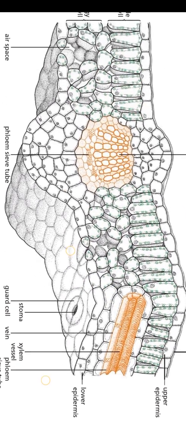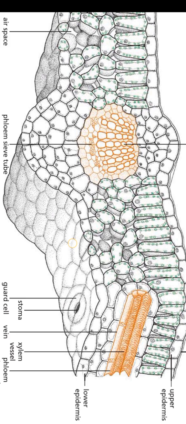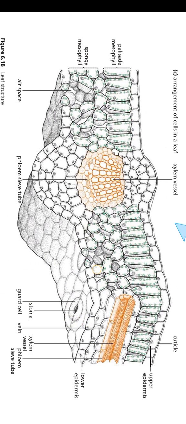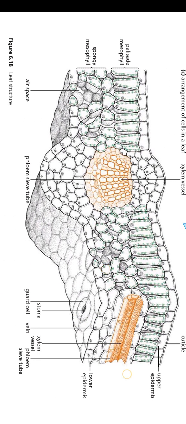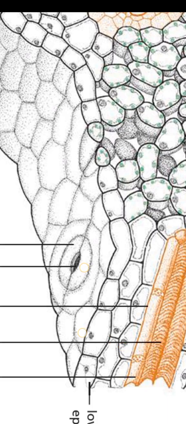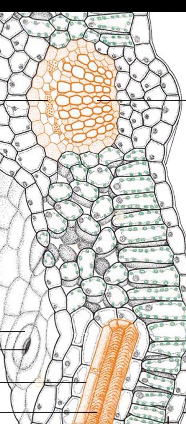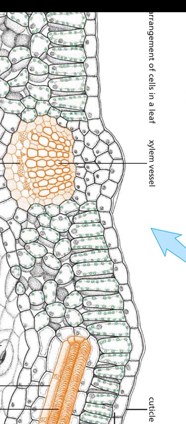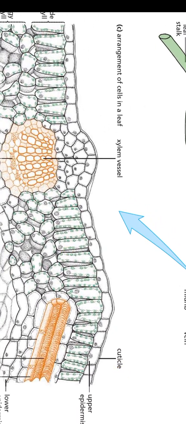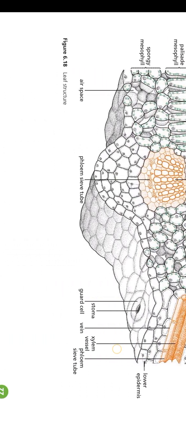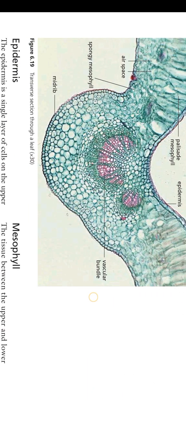And we can say this is the stomata, and these are the guard cells that are guarding it. These are the xylem vessels, and these are the phloem sieve tubes. Outside the sieve tubes of the phloem, and on the inside, there are xylem vessels. This is the lower epidermis, and this is the upper epidermis, and the whole very thin layer is called the cuticle. So this is the structure of the leaf, a very detailed structure.